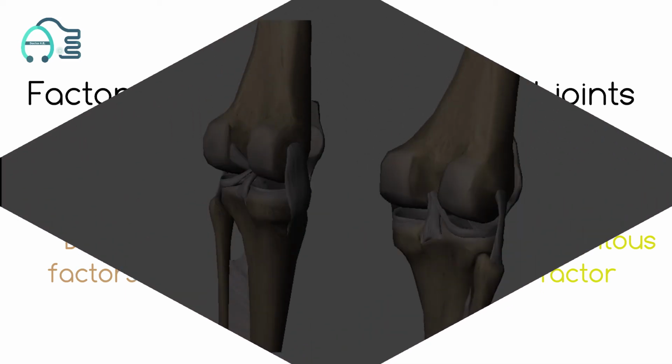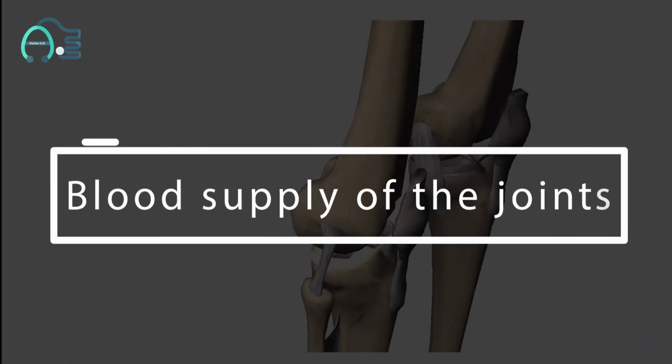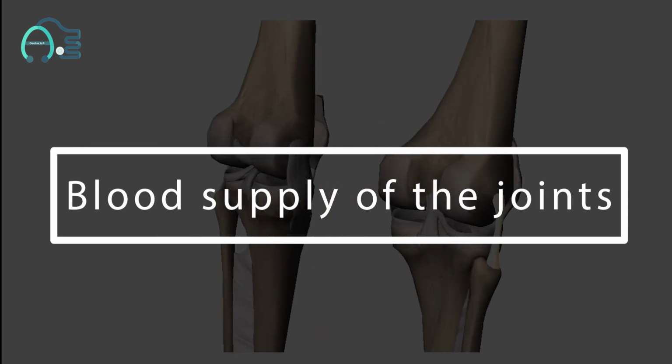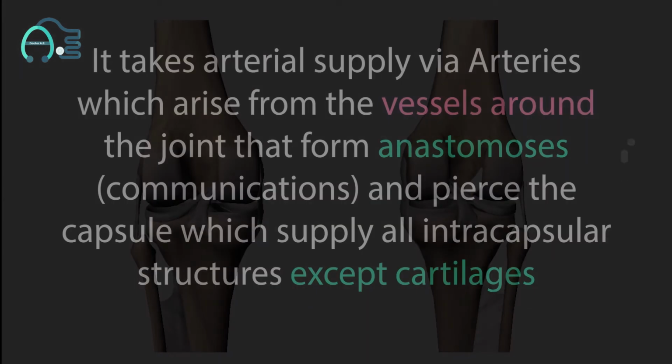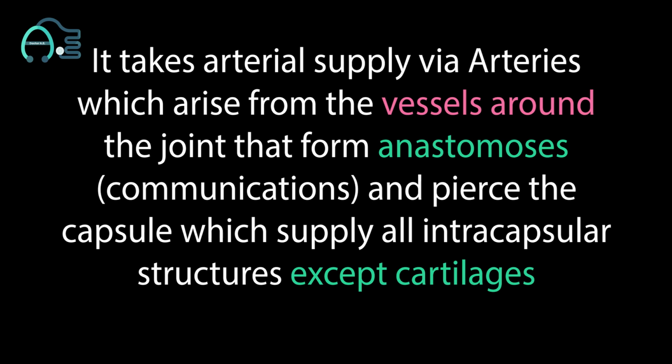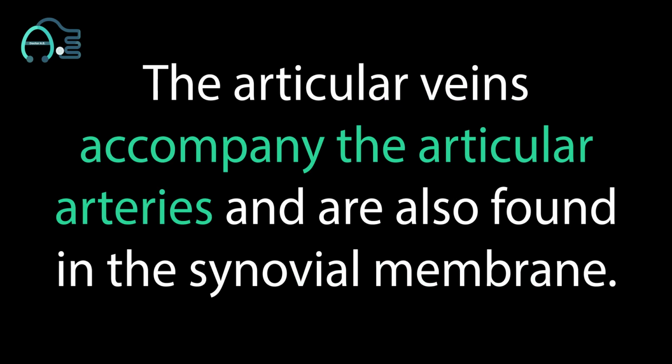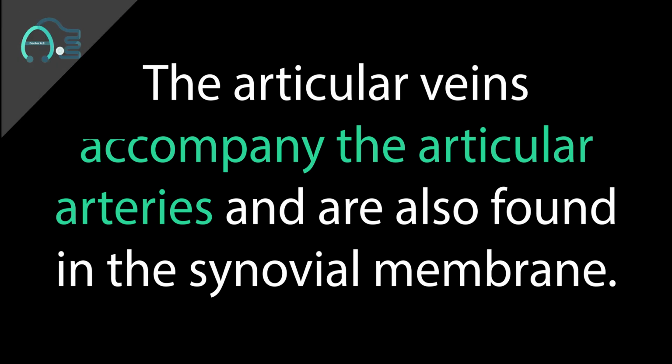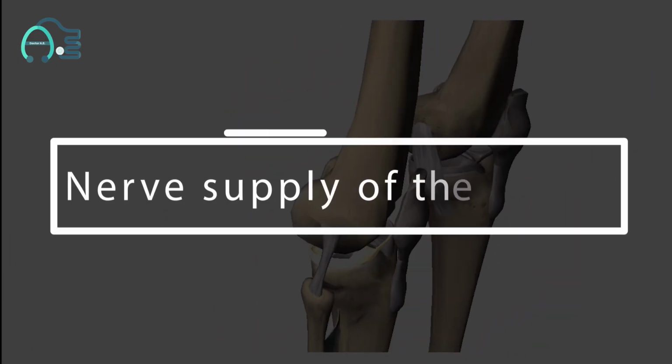Blood supply of the joint. It takes arterial supply via arteries which arise from the vessels around the joint that form anastomoses and pierce the capsule, which supply all intracapsular structures except cartilages. The articular veins accompany the articular arteries and are also found in the synovial membrane.